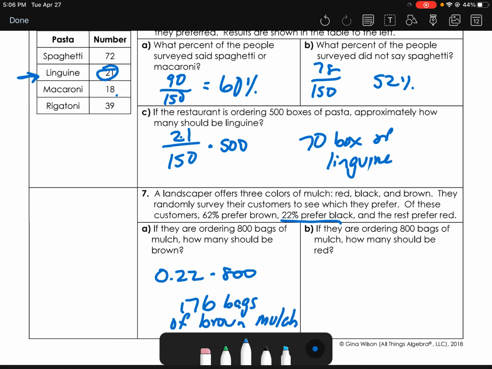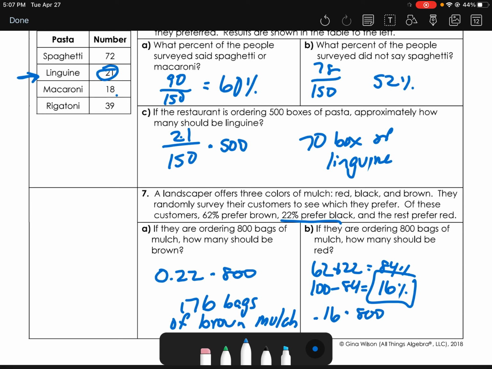If they're ordering 800 bags of mulch, how much should be red? Well, we have to figure out what the percent of red is. So I could take 62 and add 22, and you would get 84. So black and brown together would be 84%. I could take 100 and subtract 84, and see that 16% of people prefer red mulch. So I can take that 16% as a decimal, 0.16, multiply it by 800. You get that 128 bags should be bought of red mulch.